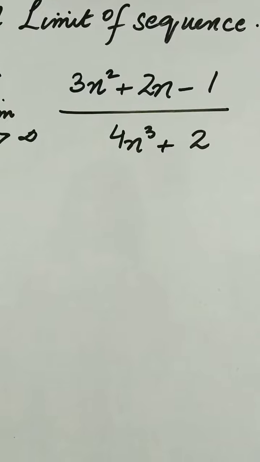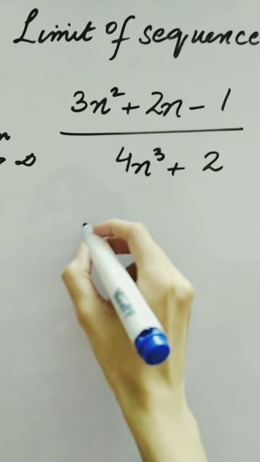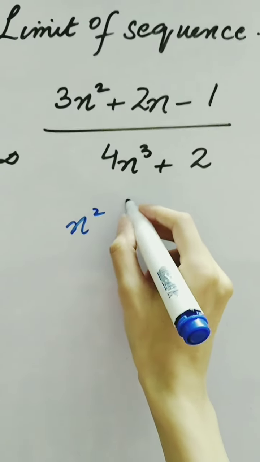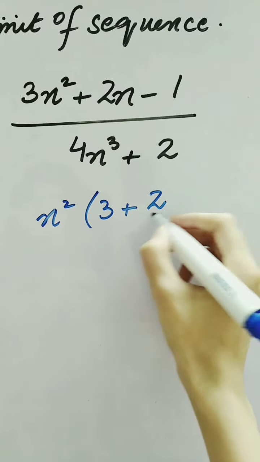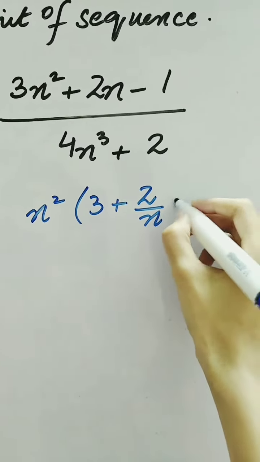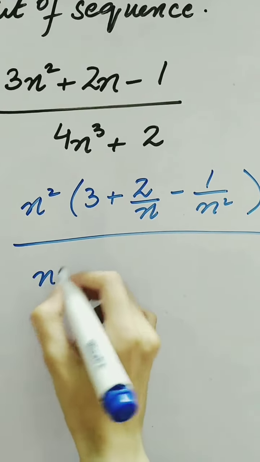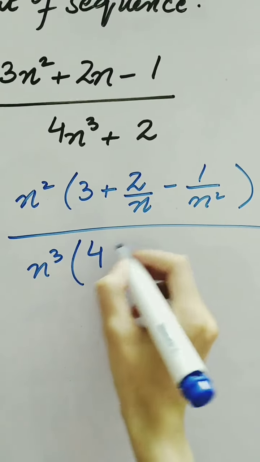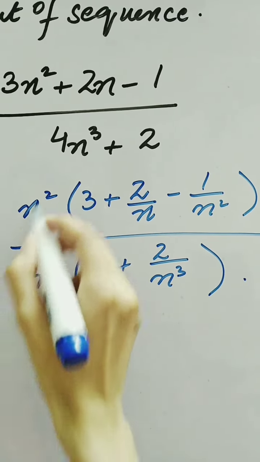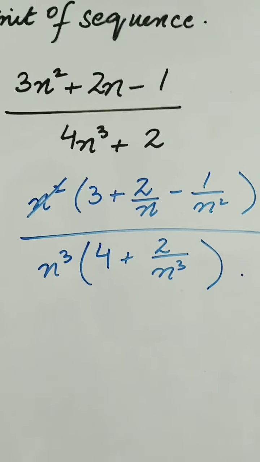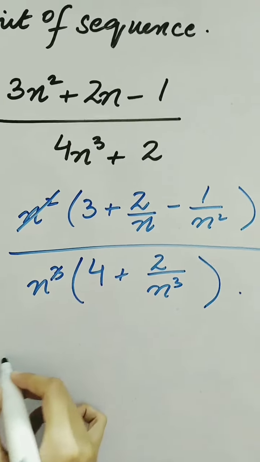Similarly, in this question, we are going to take the common and then we will solve it. From the numerator, we have n square as common, and we will have 3 plus 2 over n minus 1 over n square, divided by, here we have n cube, so we have 4 plus 2 over n cube. Now this will completely cancel out, and here we remain with the n.